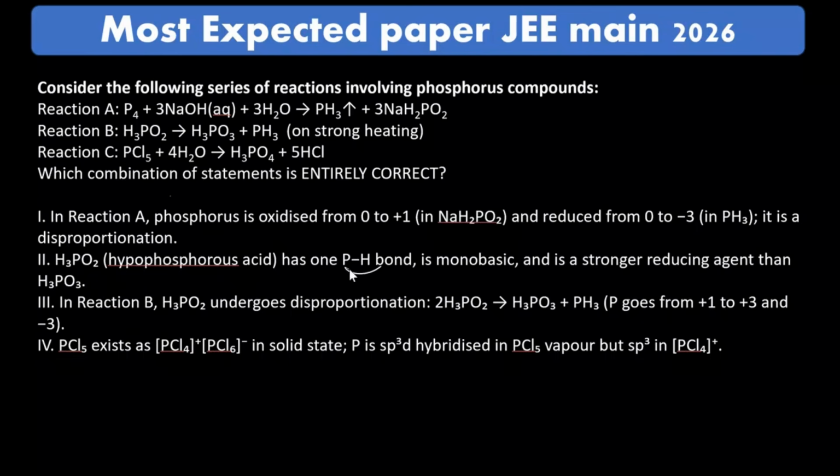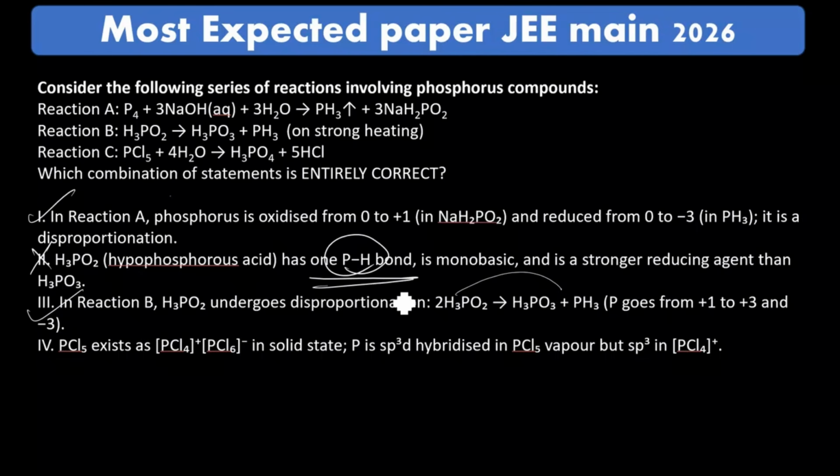H3PO2 has 1 P-H bond and this is monobasic. Is it true? How many P-H bonds does it have? It has 2 P-H bonds, right? It's not monobasic. That becomes incorrect. And what about statement 3? H3PO2 undergoes disproportionation from phosphorus +1 to +3 and -3. That is also true if you find out the oxidation state.